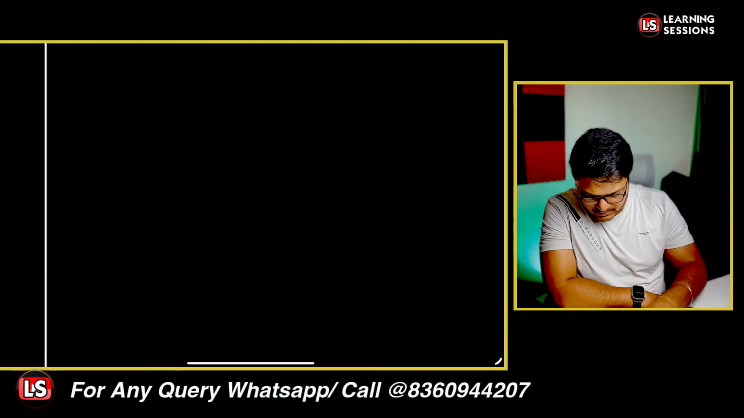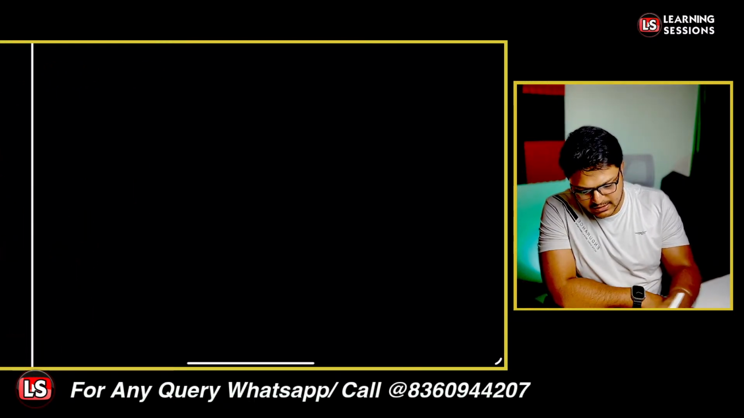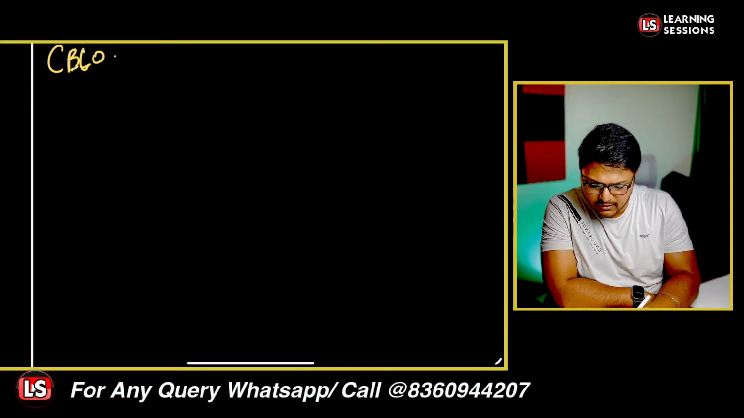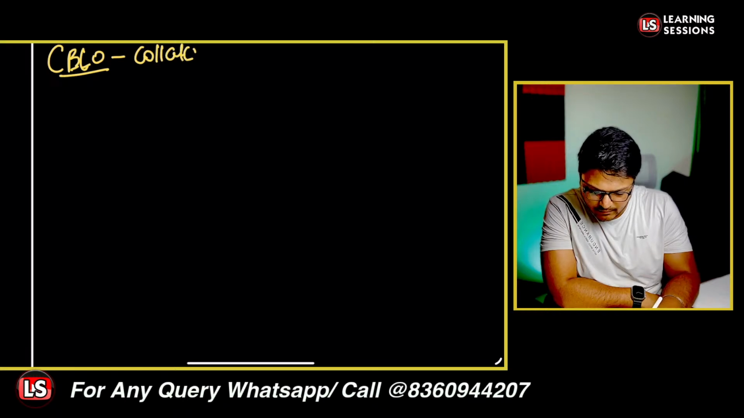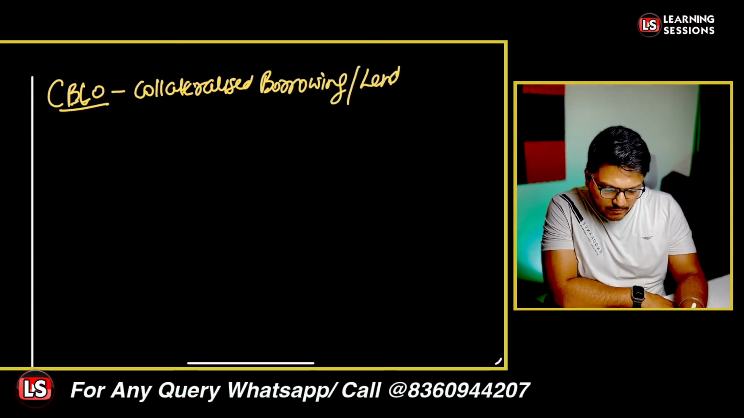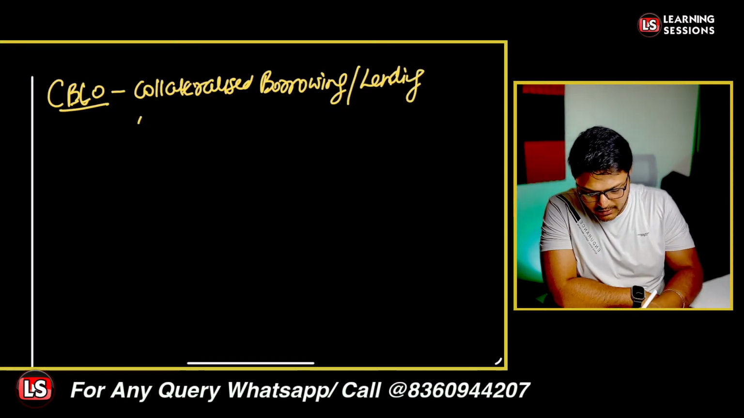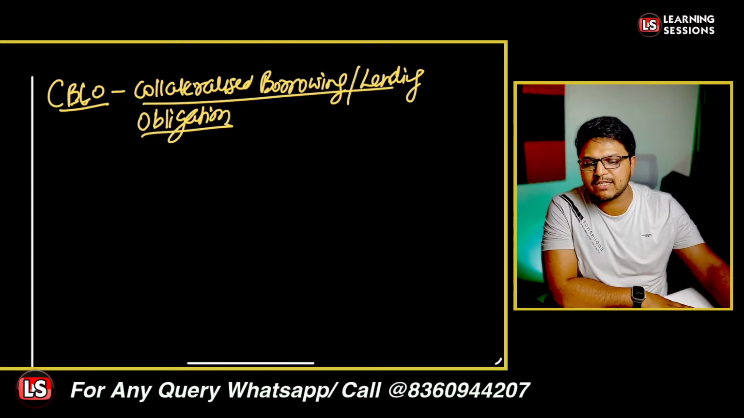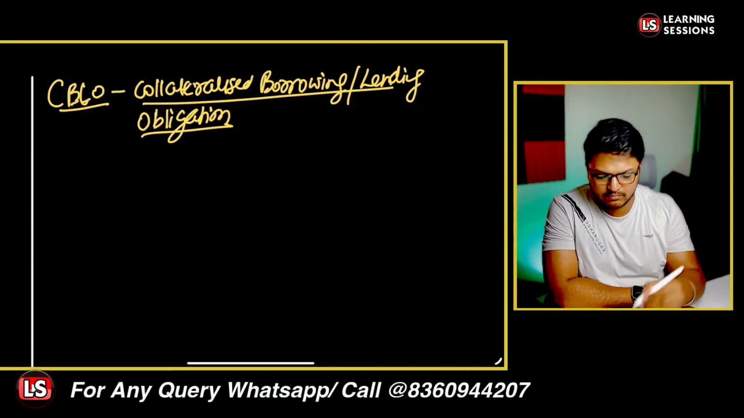After that, it's about the CBLO. Now, CBLO is actually what? CBLO is collateralized borrowing and lending obligation. It is as simple as that. Very much easier, but very much important instrument. Let's understand this one. Now, CBLO is actually a money market instrument which is issued by whom?